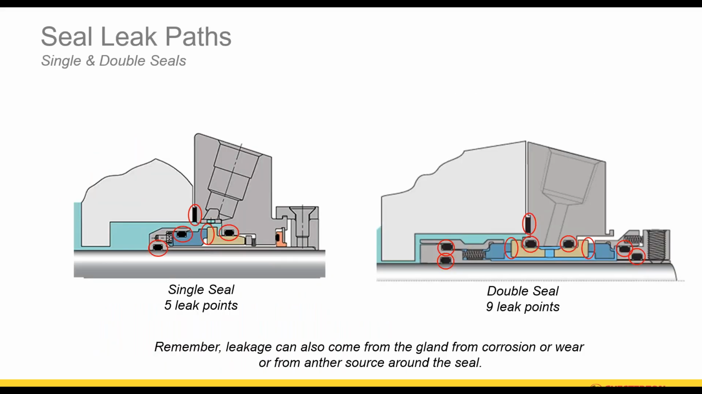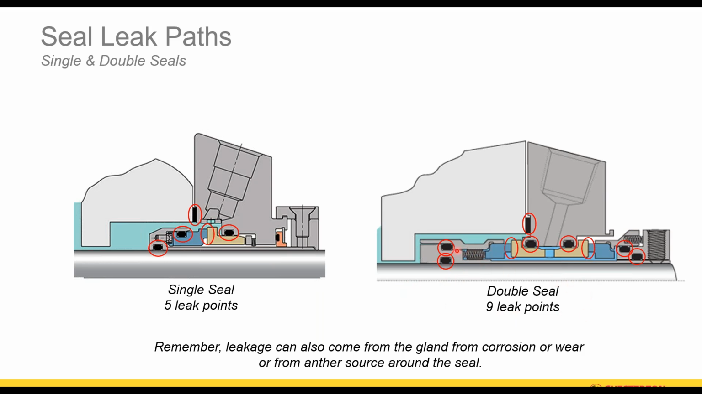So what are the leak paths in a mechanical seal? As the graphics show here, in a single seal, whether it's a cartridge seal shown here or a component seal, there are actually 5 different leak paths because any one of the secondary seals can be a leak path, as well as that primary sealing interface. In a double seal, depending on its design, you have up to 9 or 10 leak paths.